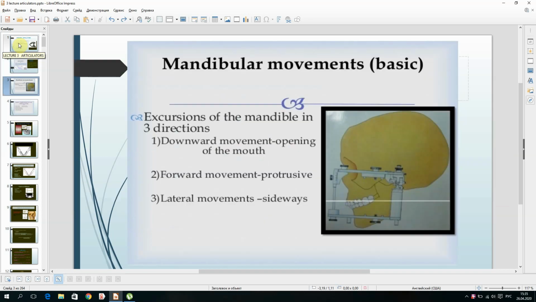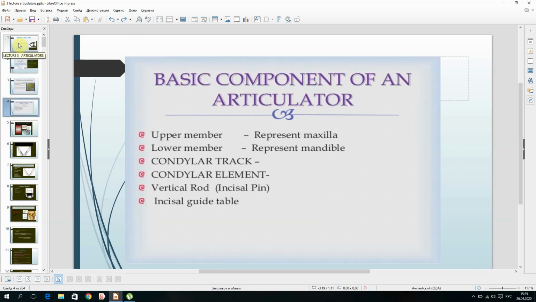Mandibular movements. Basic. Excursion of the mandible in three directions. Downward movement, opening of the mouth. Forward movement, protrusive. Lateral movements, sideways.